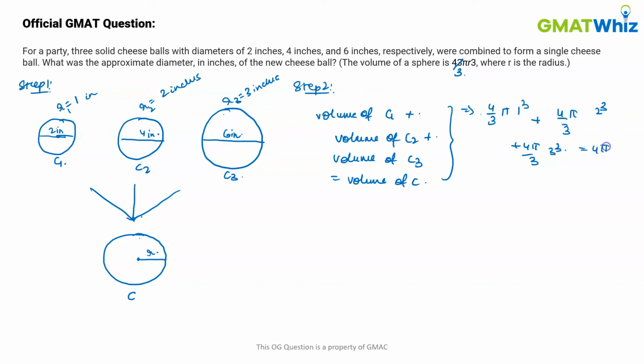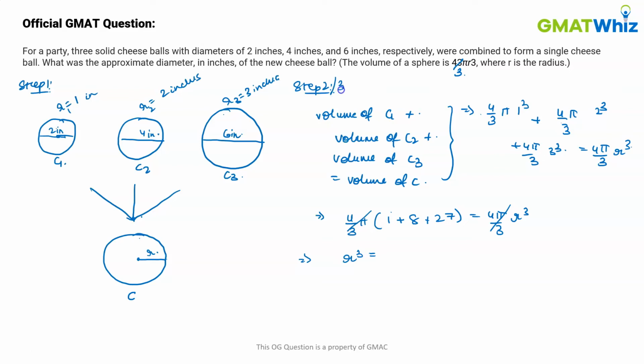Now this should be equal to 4 pi over 3 r cube, where r is the radius of the new cheese ball. Now notice that there's 4 pi by 3 common in all of the three terms on the left hand side. So instead of calculating, it makes sense that we take them common. So if we take them common, we will have 1 cube which is 1, 2 cube which is 8 and 3 cube which is 27. This to be equal to 4 pi over 3 r cube. Now notice that you can cancel out 4 pi by 3 from both sides and you will be left with the value of r cube.